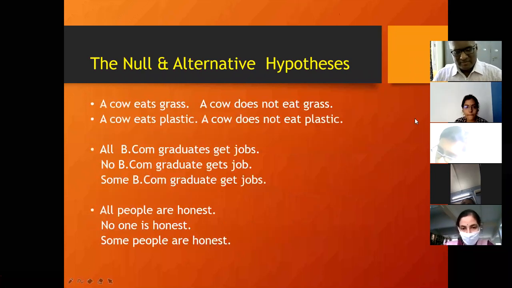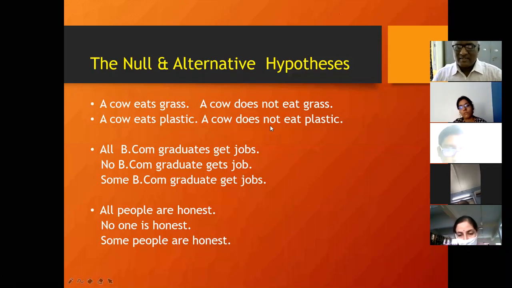Suppose I formulate some hypothesis here. A cow eats grass. This is a hypothesis I formulated. A cow doesn't eat grass. This is a null hypothesis. Suppose, can I say that a cow doesn't eat grass? No. A cow eats plastic. Suppose I make a hypothesis: a cow doesn't eat plastic. Four hypotheses I formulated. One category is the null hypothesis, another category is the research hypothesis or alternate hypothesis.